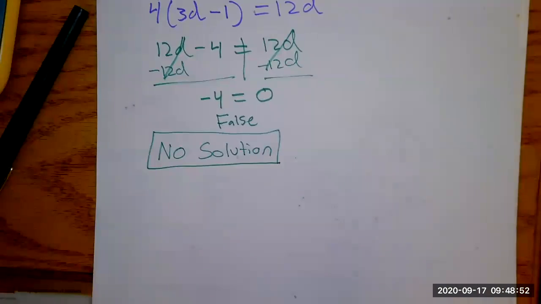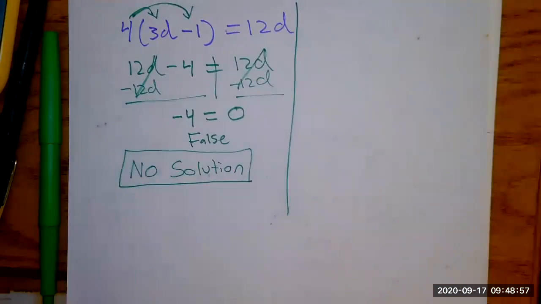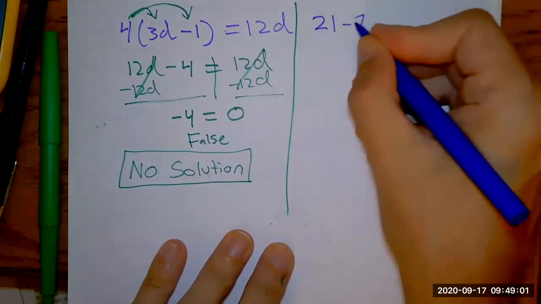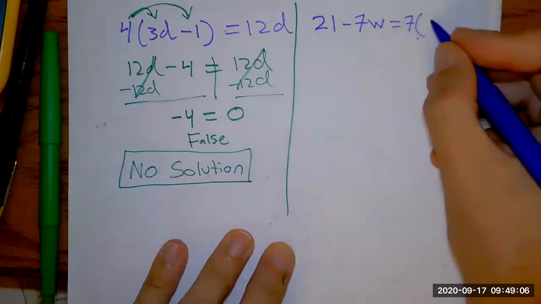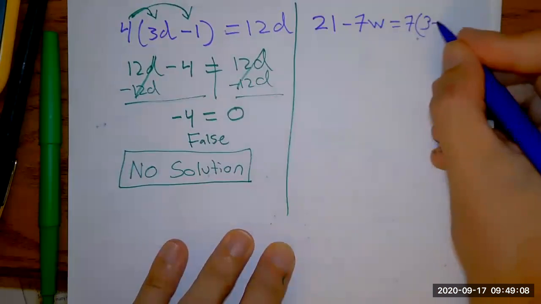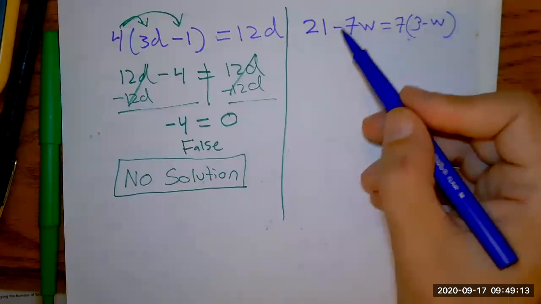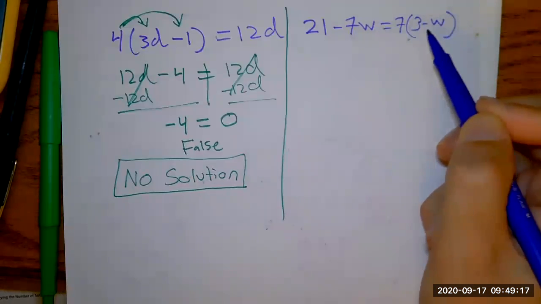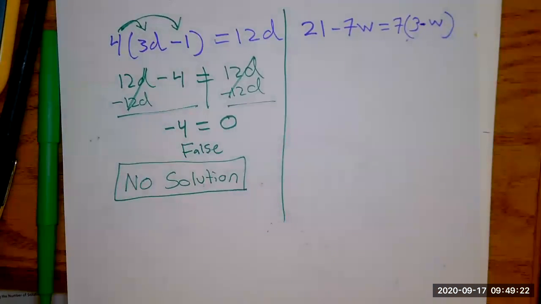Okay. Now, I only have a couple of minutes left, and I really think you would benefit from some practice, so I'm going to write down one more. Sorry, I didn't Vanna wipe this one. Here. So this is 21 minus 7w equals 7 times the quantity of 3 minus w. So take a minute and do this really quickly, and then we'll go over it and be done for the day.